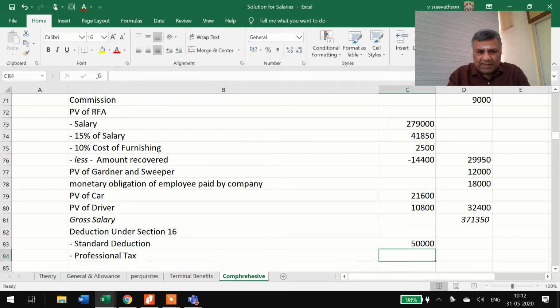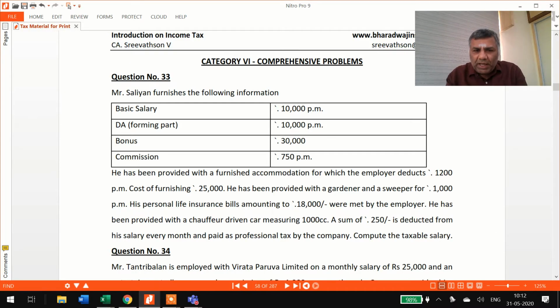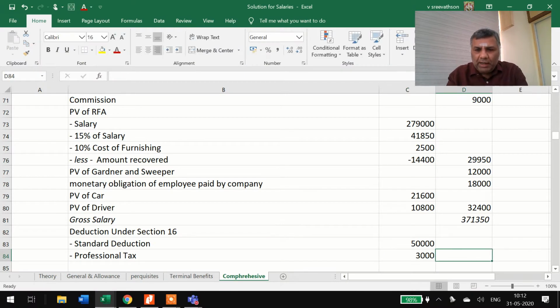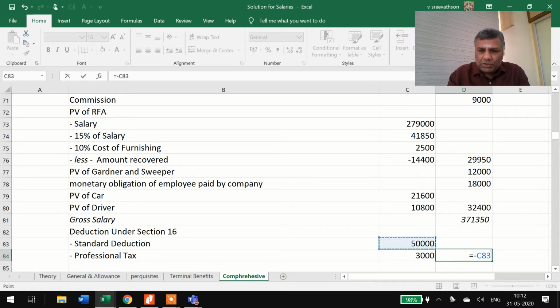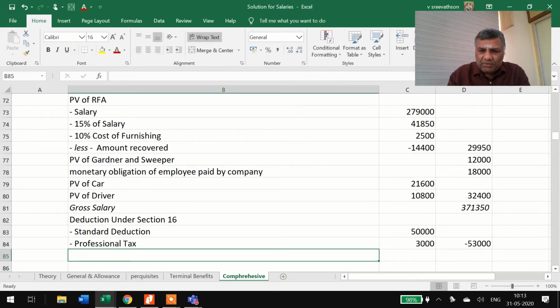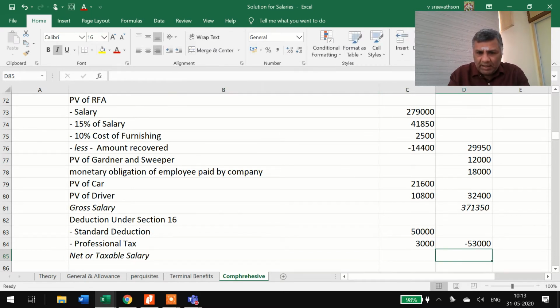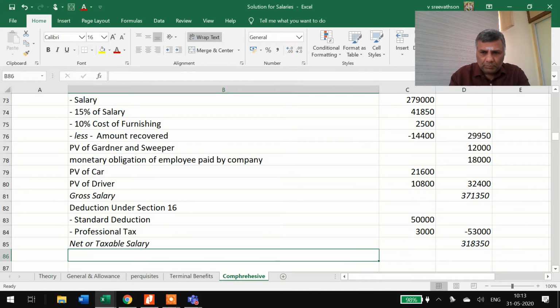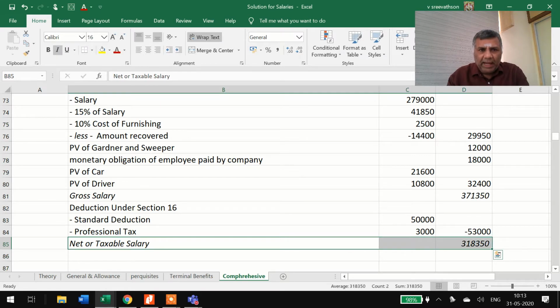Professional tax, 250 is deducted every month, so 250 into 12, 3,000. So my dear friends, the total deduction is 53,000. Net, also known as taxable salary, is 3,18,350. Have a look through.